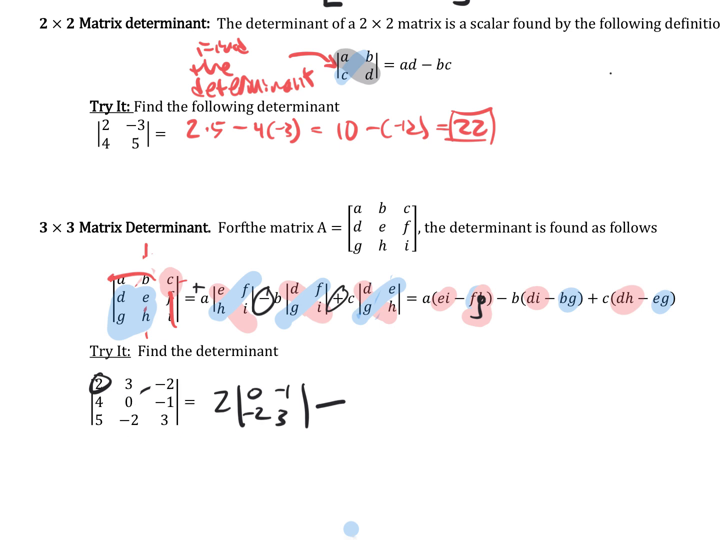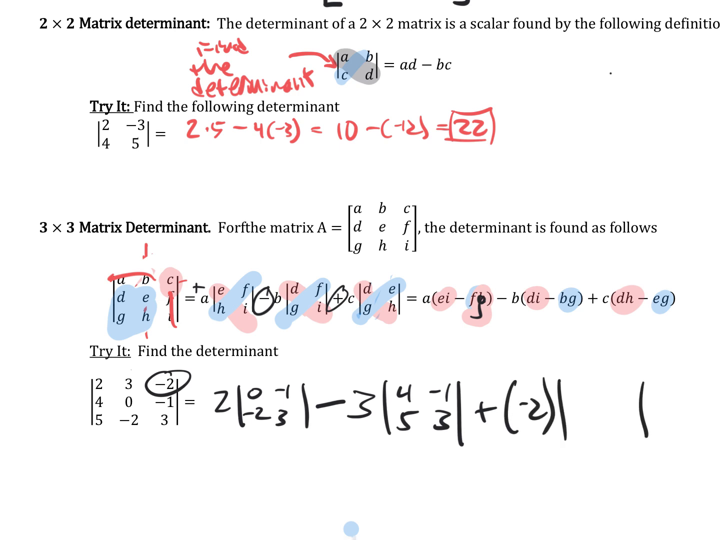Minus, and let's take 3, and we'll take these leftover ones. Ignore this row and column here. The determinant of 4, negative 1, 5, 3. Plus, and now we're going across the top here. Negative 2, so negative 2 times the determinant of the leftovers here: 4, 0, 5, negative 2. Okay?